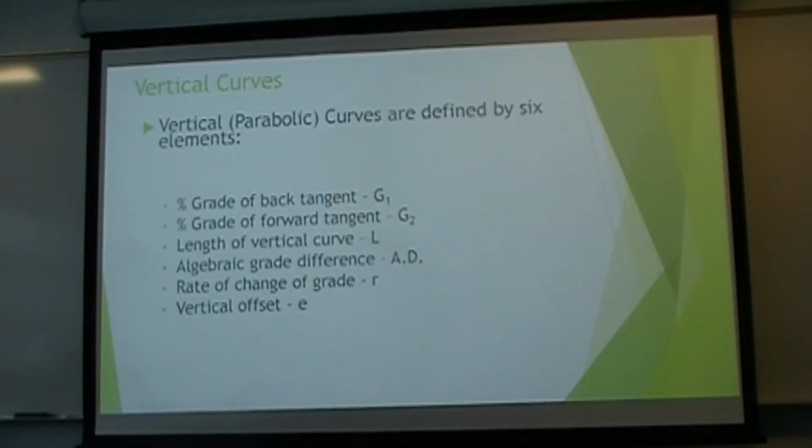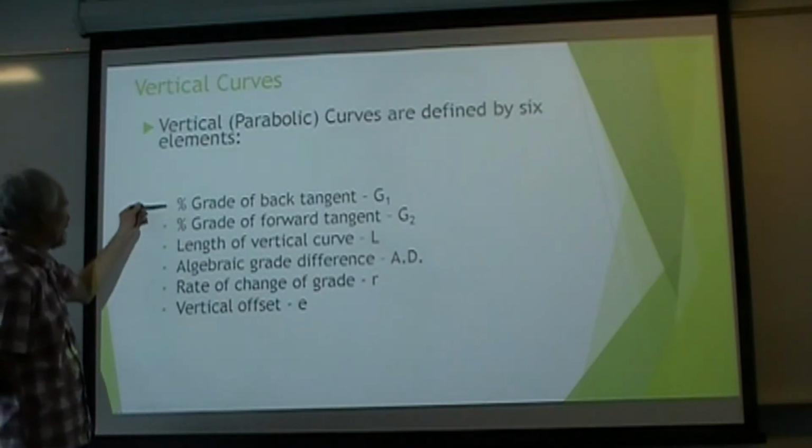Okay. So parabolic curves have 6 defining elements, like we had 8 in the horizontal curves. So we usually have a G1 grade, that's the grade coming into the curve.